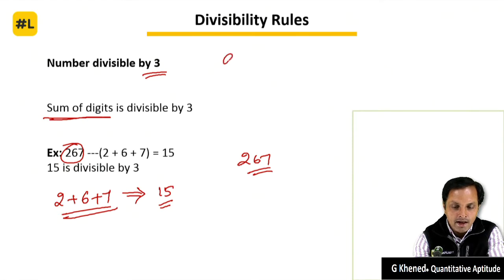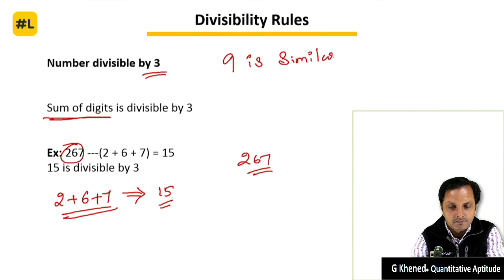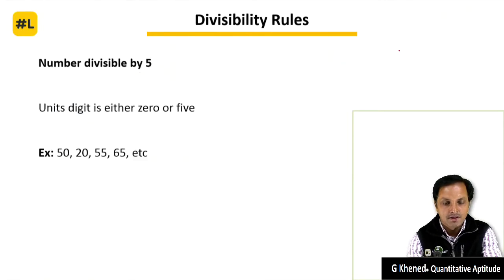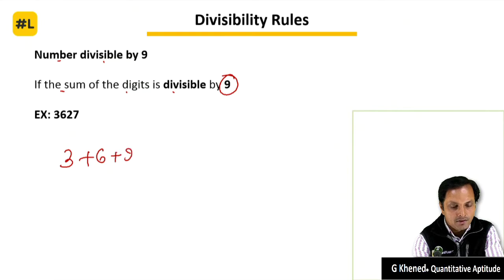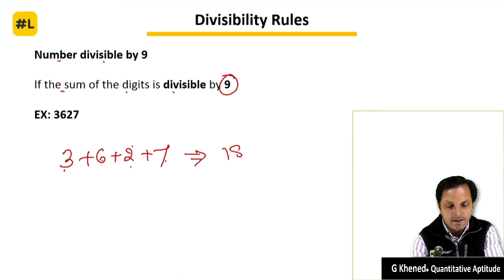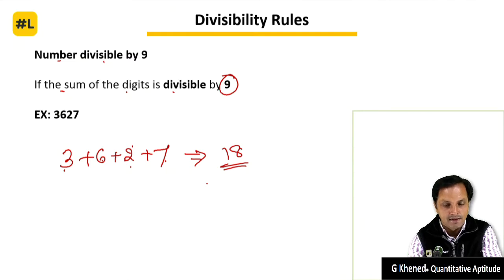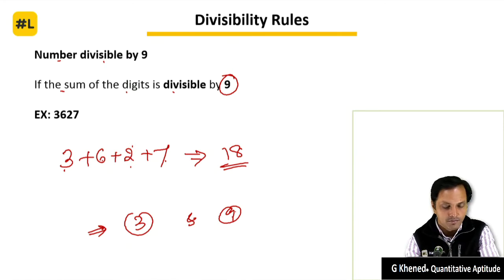Okay, 9 is a similar case, which I will discuss now. A number is divisible by 9 if the sum of the digits is divisible by 9. What is the sum of the digits? 3 plus 6 plus 2 plus 7: 6, 7, 8, 9, 10, 11, 11 plus 7 is 18. Check whether 18 is divisible by 9. Yeah, 18 is divisible by 9, goes 2 times, then the whole number 3627 is divisible by 9. Remember the divisibility rule is the same for 3 and 9. Sum of the digits should be divisible by 3 here, and sum of the digits should be divisible by 9 here.